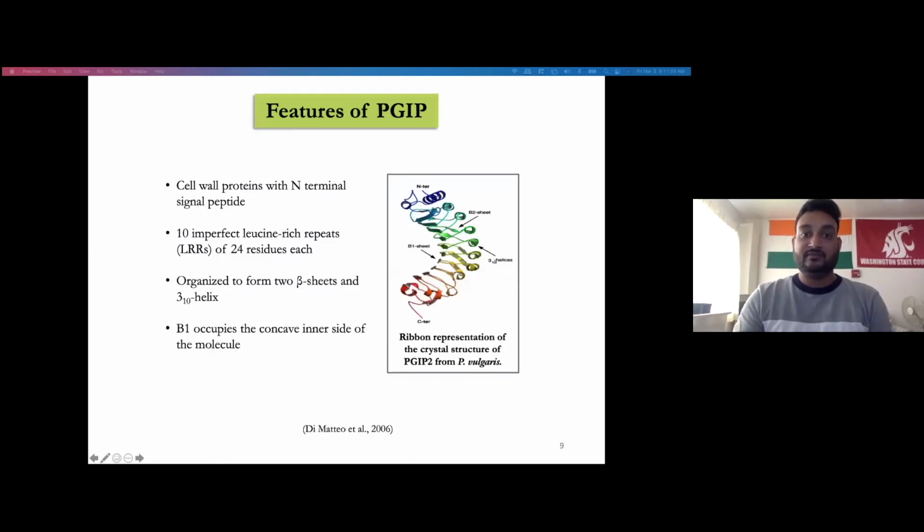There are some specific features of PGIPs. These are cell wall proteins with an N-terminal signal peptide, because these are transmembrane proteins. This signal peptide helps them to cross the membrane and to be anchored to the plant cell wall. They have approximately 10 imperfect leucine-rich repeats, each made up of approximately 24 residues. These 10 leucine-rich repeats are organized in 2 beta sheets: beta 1 sheet, which occupies the inner concave, and beta 2, which occupies the outer convex of the protein. Beta 1 sheets are crucial because they are the interaction spot for the pathogen PGs.